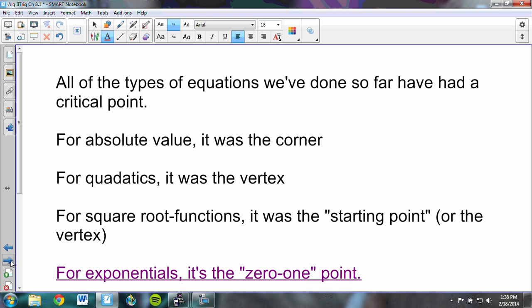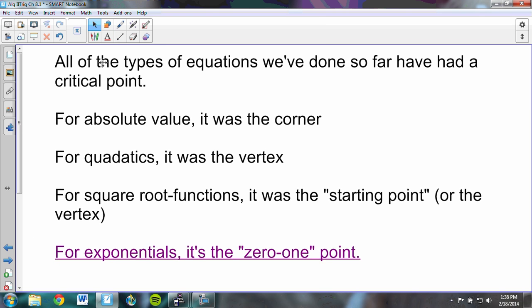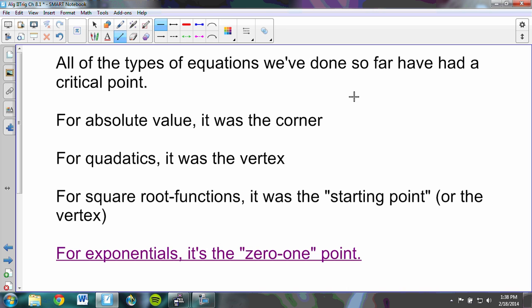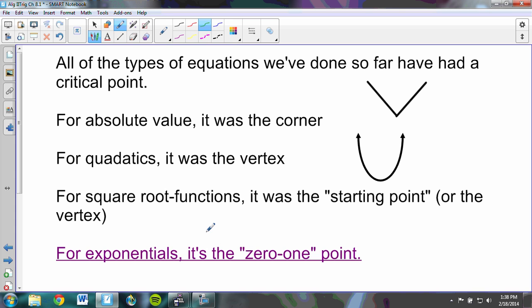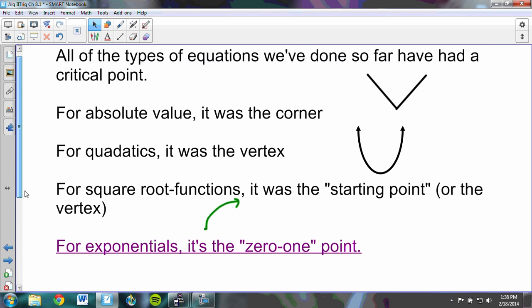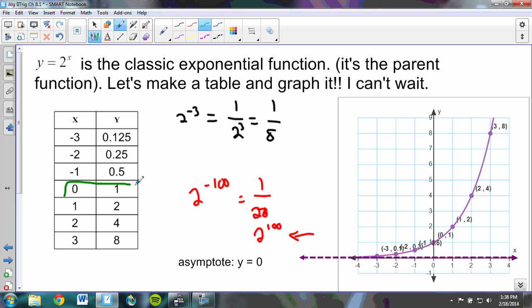Moving on. All the types of equations that we've graphed so far have had some sort of critical point. Absolute value had a V, at a corner of its V. Parabolas had the vertex at their U. Even the square root functions that we did, we had what we called the starting point. Exponentials don't really have such a nice critical point. There's things that we can worry about and things to look for, and I call it the 0, 1 point, which isn't like a mathematical thing of any sort. I'm really just talking about this point here, where the base is brought to the 0 power and comes out to 1. 2 to the 0 is 1.